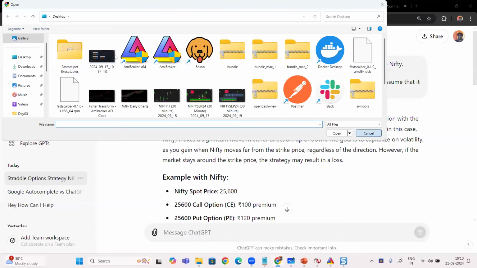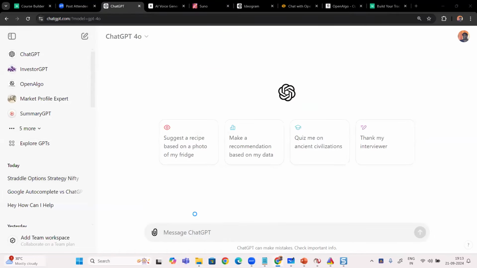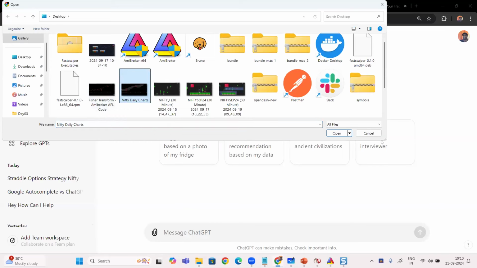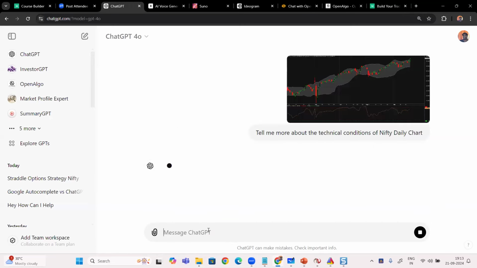Maybe I'll open a new thread here. I'll attach the image. So the image is the Nifty daily chart, right? So Nifty daily chart. So I'm going to ask, tell me more about the technical conditions of the Nifty daily chart. Now it reads the image.